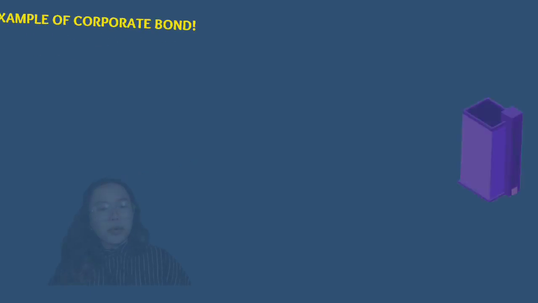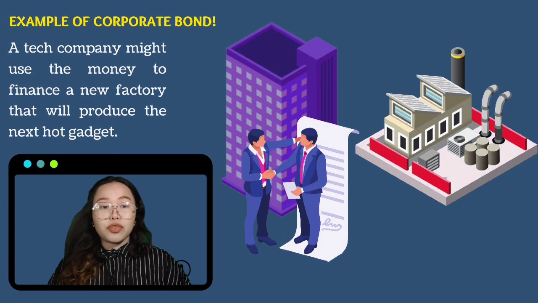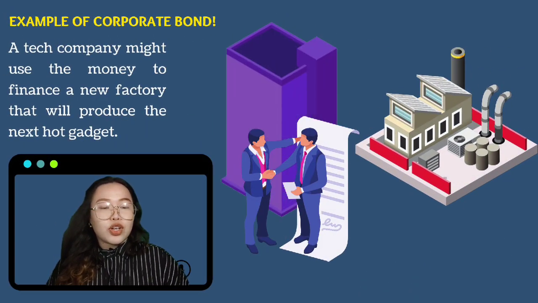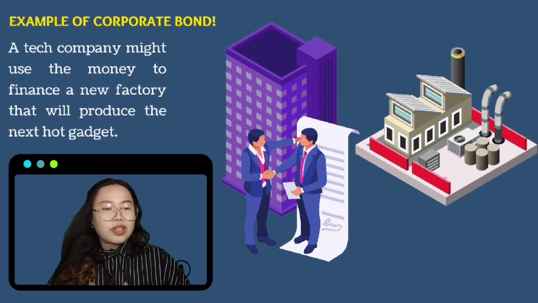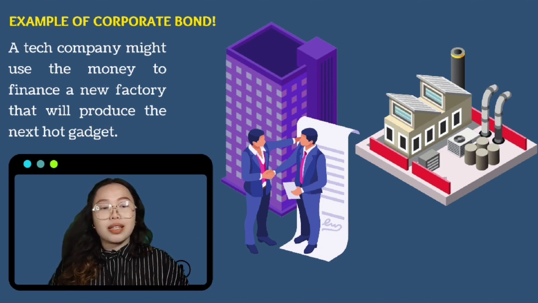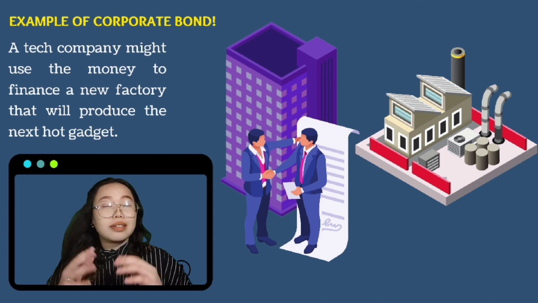Now in this slide, we can see a simple example of corporate bonds. Corporations may tap into bonds for some reasons, such as to fund projects. For example, a tech company might use the money to finance a new factory that will produce the next hot gadget. These new projects could have a positive impact on the economy as a whole.